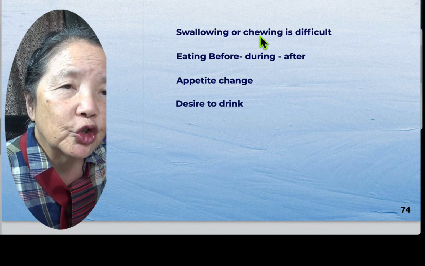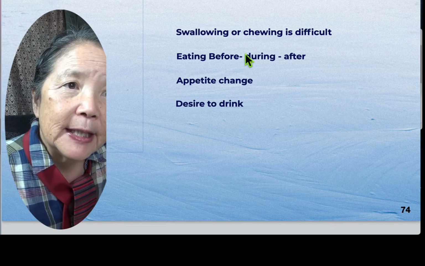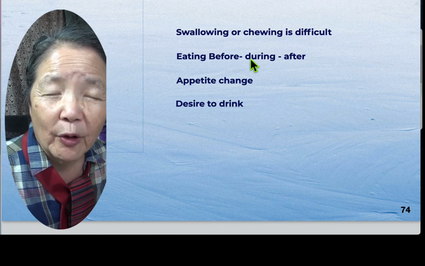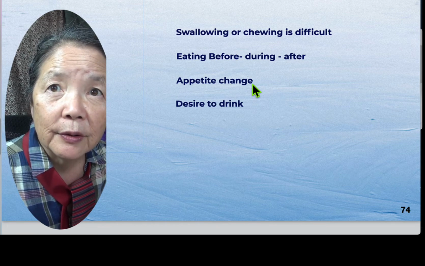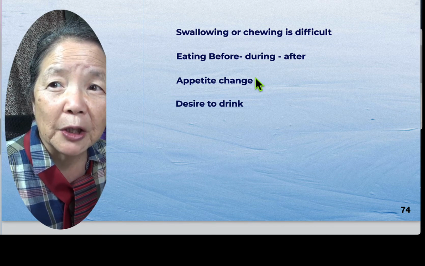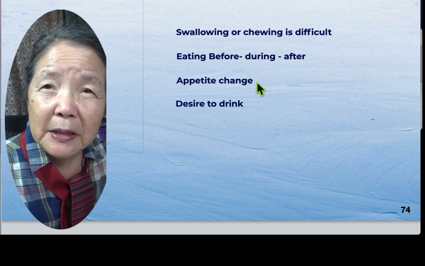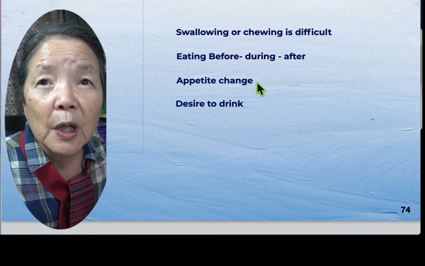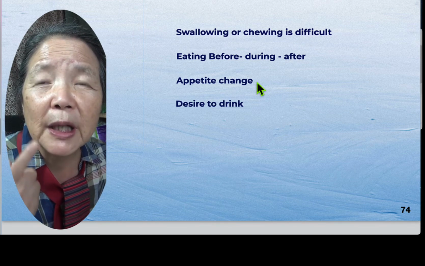Now, swallowing and chewing is difficult, all have to do with the physical mouth, right? Eating before, during, and after, this is about the timing of the problem. This is often very, very useful. The appetite changes. Sometimes people don't know if their appetite has changed or not. They're not that aware, so you have to talk about it a little bit. And sometimes you've talked about it, and then at the end of the interview, they'll tell you, oh, yes, I have a problem. And they'll realize it later.